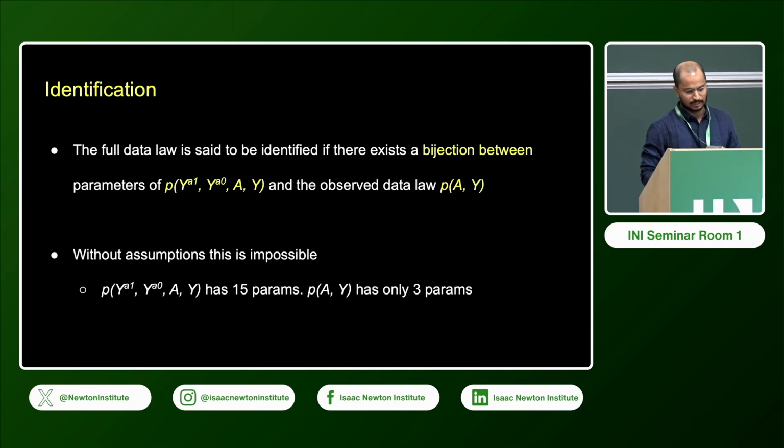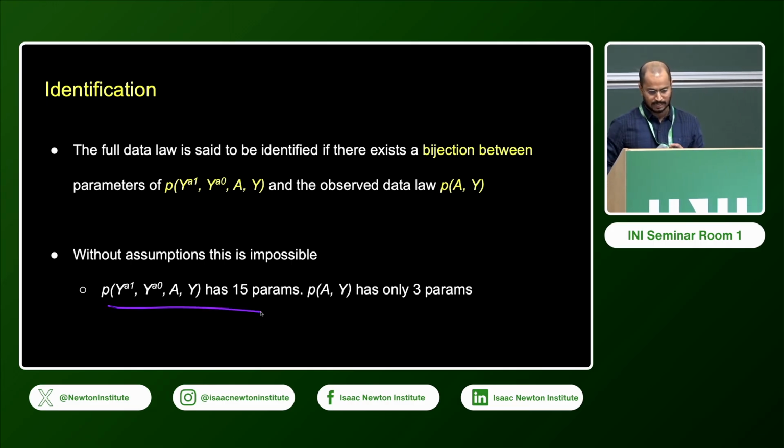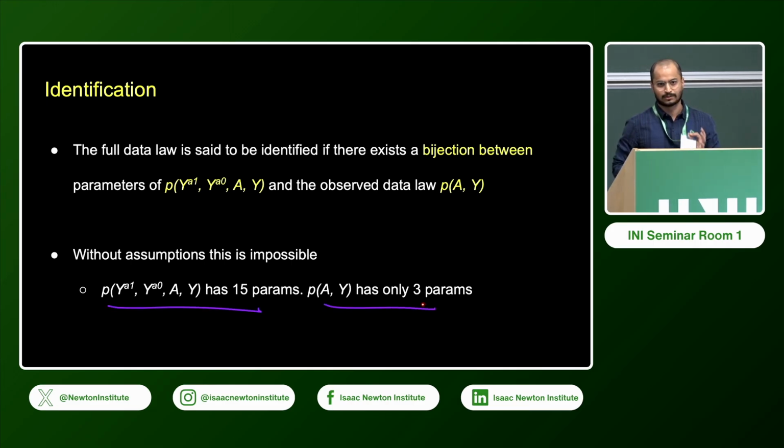Now, of course, if you stare at these two distributions, this has 15 parameters, this has only 3 parameters. You cannot get a bijection between the two. And so we're all aware.